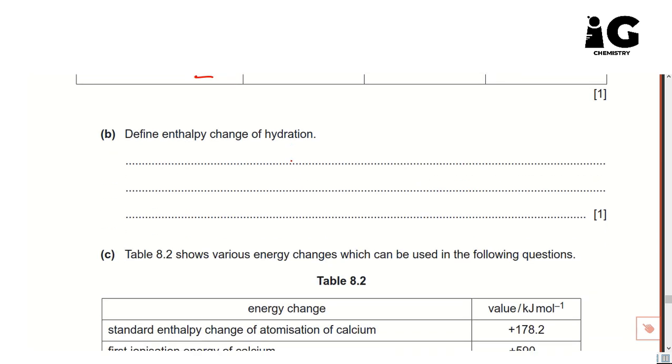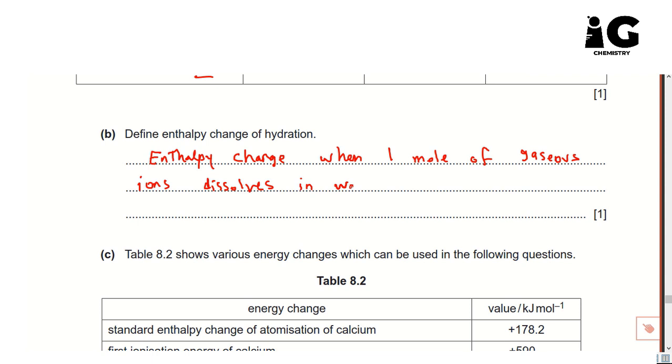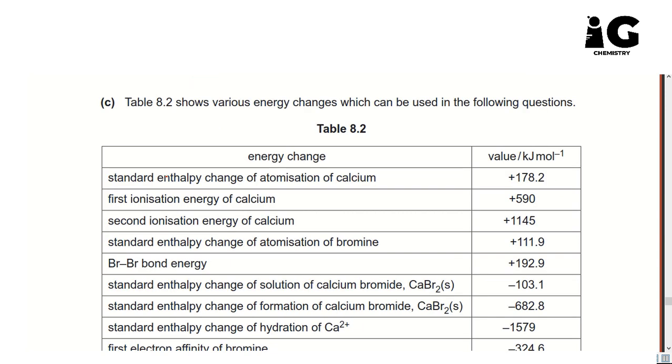Letter B, define enthalpy change of hydration. So we could say this is enthalpy change when 1 mole of gaseous ions dissolves in water to form very dilute solution.